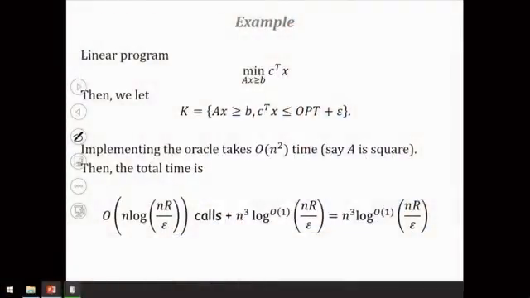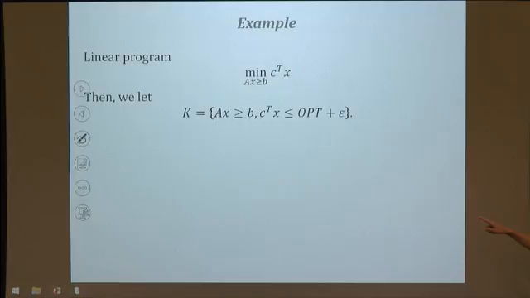Just in case people haven't seen this problem before, I will give an example. For example, you can use the feasibility problem to solve a linear program, like this one. The thing you need to do is just write down the problem. That means you want to find an x such that the cost is less than the minimum cost plus epsilon. Then you just write down the convex set K as the intersection of Ax greater than b, and the cost being less than optimal plus epsilon.